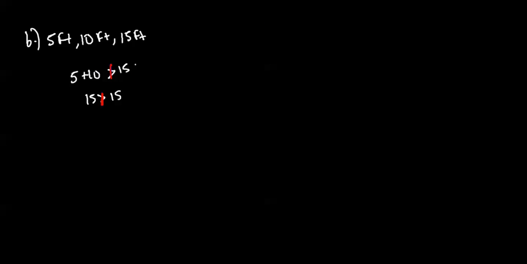Now, using that theorem, we're going to look at an example. So here we have the lengths of three sides of a triangle. We have 5, 10, and 15, and we want to see if these sides can create a triangle. So basically, we want to add two sides up and see if it's greater than the third side. So if we add 5 and 10, that gives us 15, and 15 is not greater than 15. So we cannot create a triangle with these side lengths.